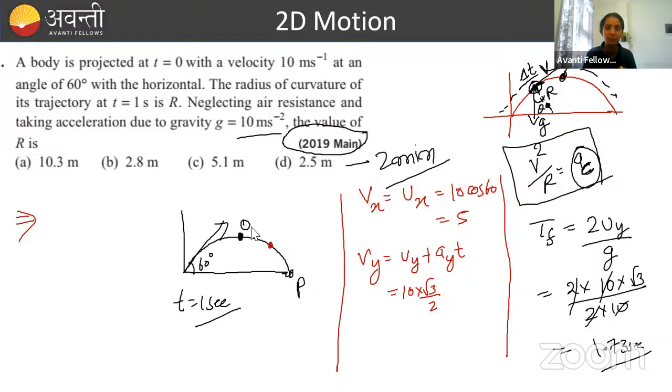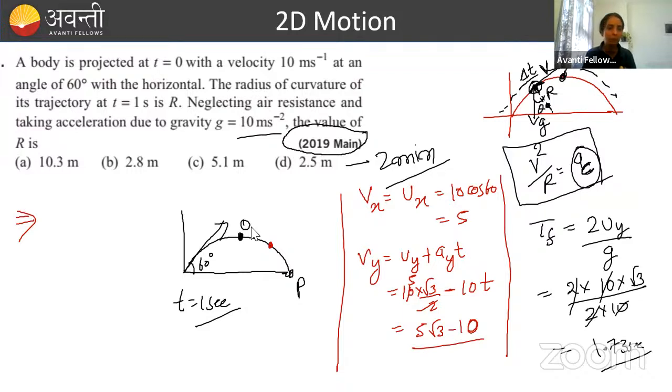Acceleration due to gravity is in the downward direction, minus 10, and that is your t. So t is how much? 1 second. So this is equal to 5 root 3 minus 10, right? This is what we are getting.